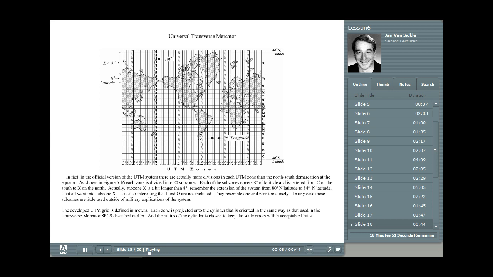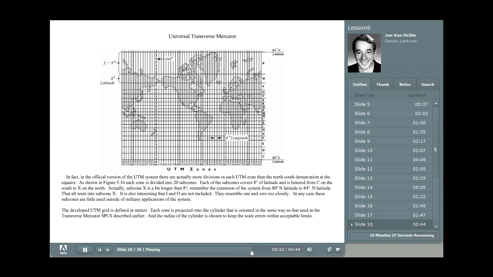Now, on this slide is a recapitulation of what I mentioned concerning the letters on the right side, and as you see, each of these 20 subzones covers 8 degrees of latitude, and they go from C on the south to X on the north, excluding I and O, because they represent 1 and 0 too closely.